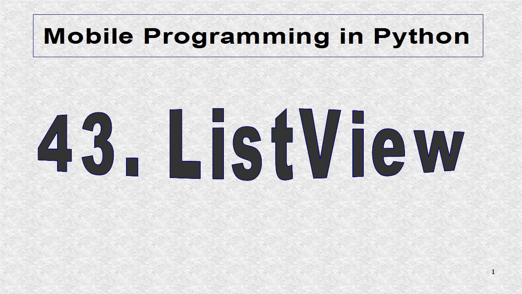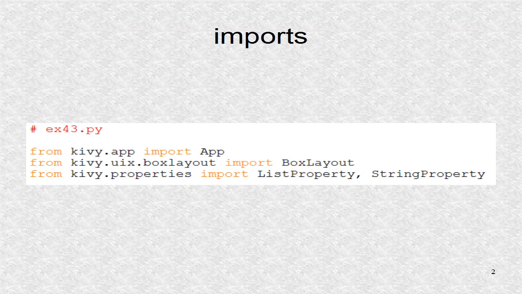1. ListView allows us to view lists of data. As in most cases, here, the individual list items are selectable. 2. The root widget is based on box layout. We use list property to hold the list view data to be displayed. Whenever a particular list item is selected, its text will be placed in the string property.